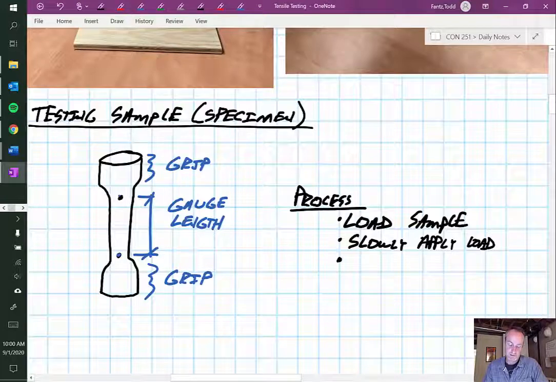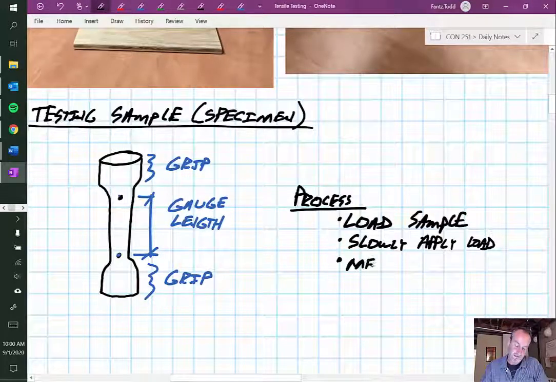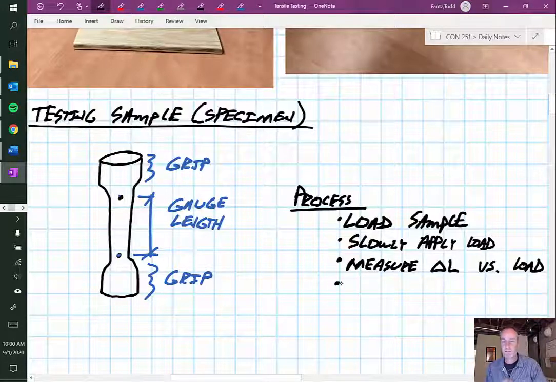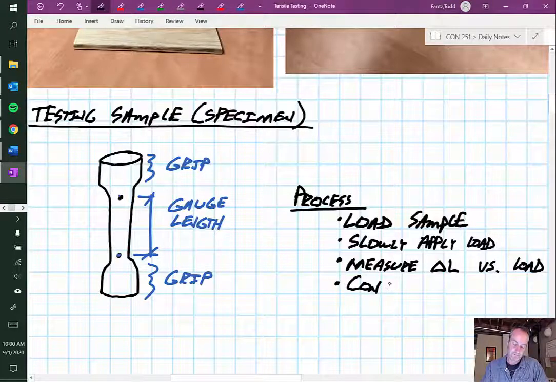And so as we are slowly applying this load, what we are going to do is measure our change in length with this force being applied. And we're going to continue this process up until the material fails.